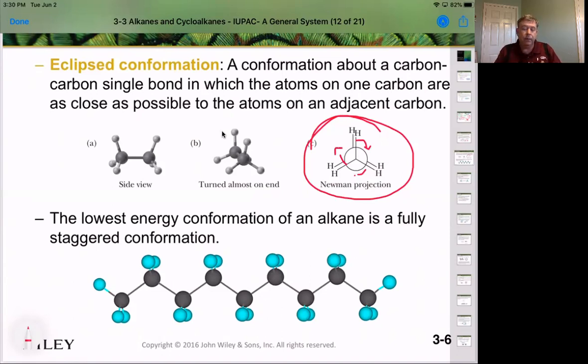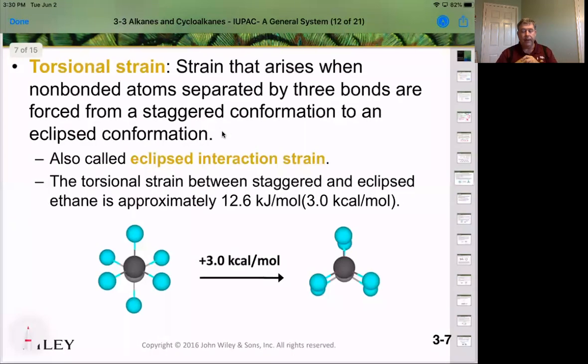So think about it this way: if you wanted to draw it in its lowest energy conformation, it's going to be this fully staggered, fully extended conformation. So what makes it more or less energy? As you start to rotate this, the hydrogens don't see each other very much, and when we start to get those hydrogens close to each other, from the staggered position to the eclipsed position, what that does is create what we call torsional strain.